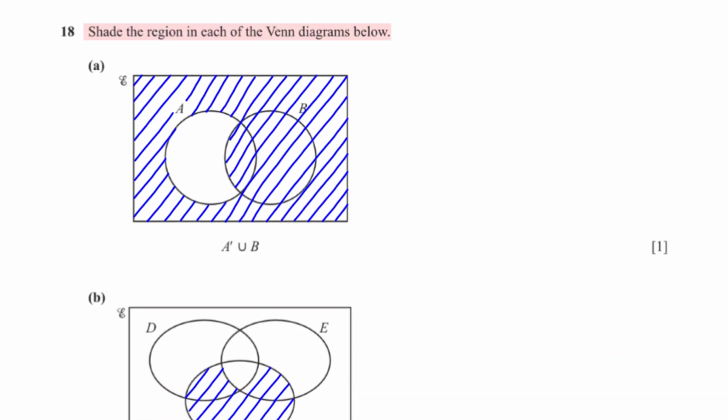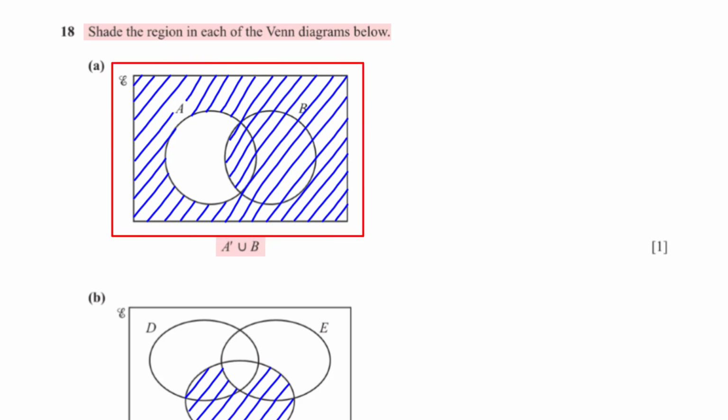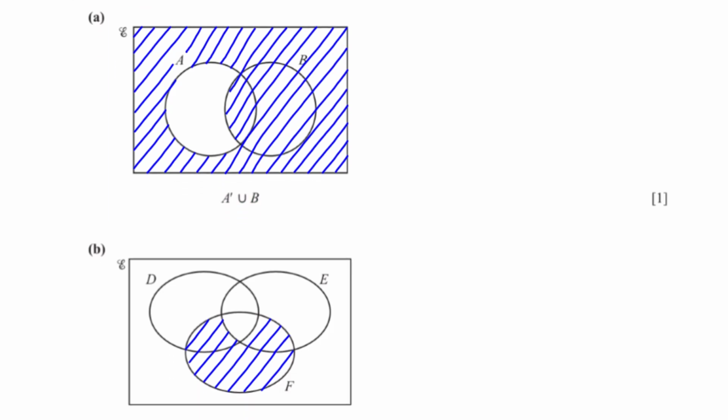Shade the region in each of the Venn diagrams below. A complement union B. Union means we can shade the region outside of set A in addition to the region in set B. This is what the result should look like.